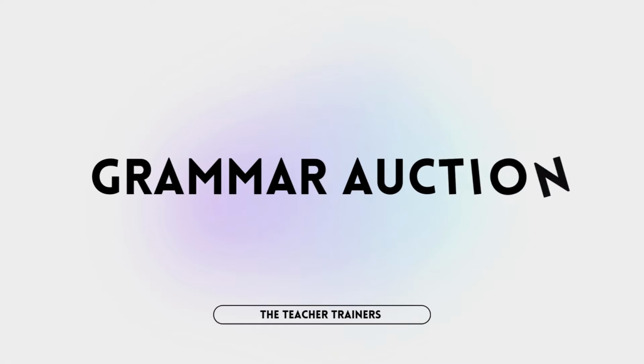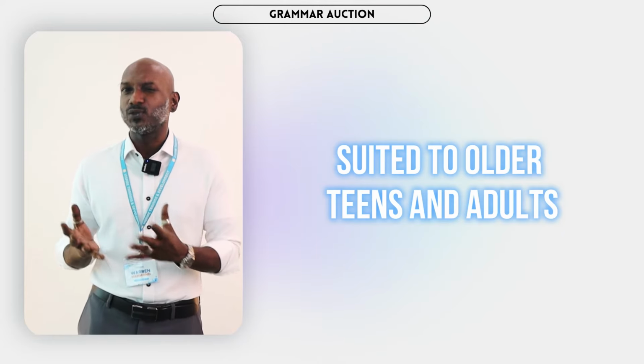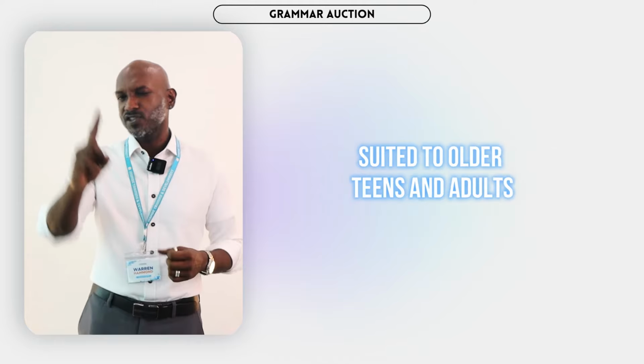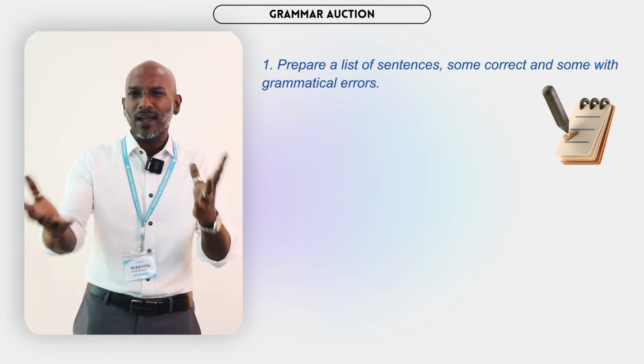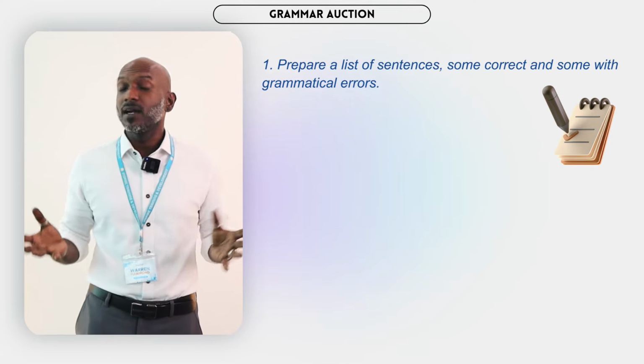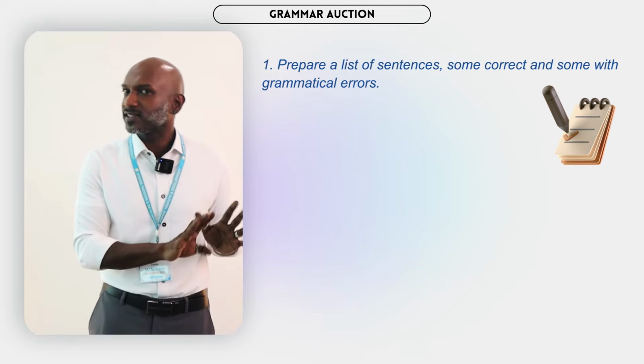Number 4, Grammar Auction. Turn your grammar practice into a stimulating auction game. This is a fun one, more suited to older teenagers and adults. First step, prepare a list of sentences, around 6 to 10, depending on the timing. Some correct and some with grammatical errors.